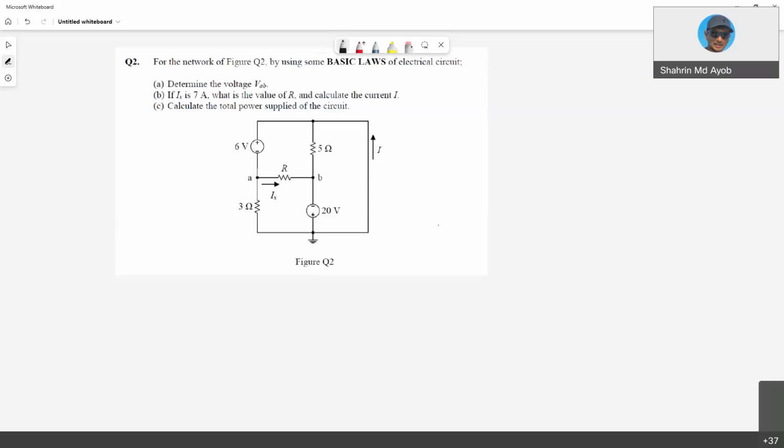Okay, so if Ix is 7 amps, what is the value? So we assume that the current right now is direction from here. Meaning that your Ix is V from A to B over R. So R is VAB over Ix. So your VAB right now is 14, right? As previously calculated. And your Ix is 7 amps. So directly you can get 2 ohms.